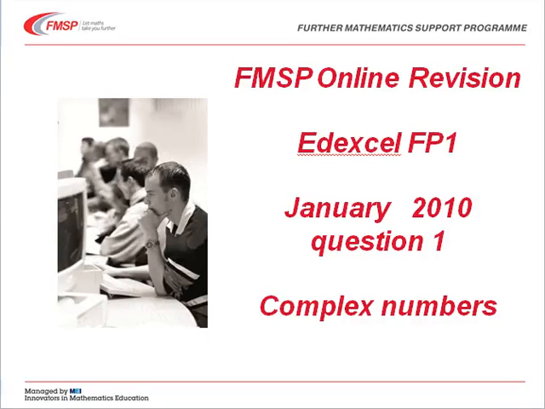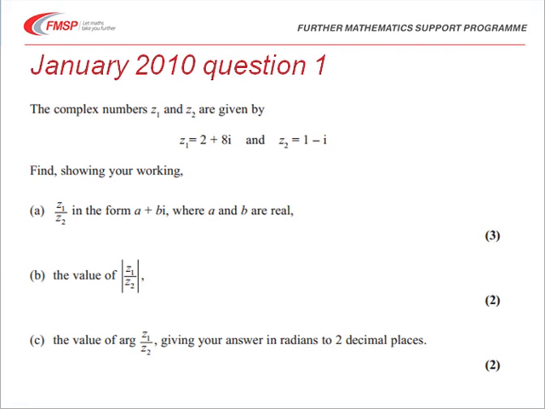In this video I'll be looking at the solution to question 1 from the January 2010 Edexcel FP1 paper. The topic of the question is complex numbers. In the question we're first of all given two complex numbers Z1 and Z2 and asked to find the value of Z1 divided by Z2 in the form A plus Bi, where A and B are real numbers that we need to find.